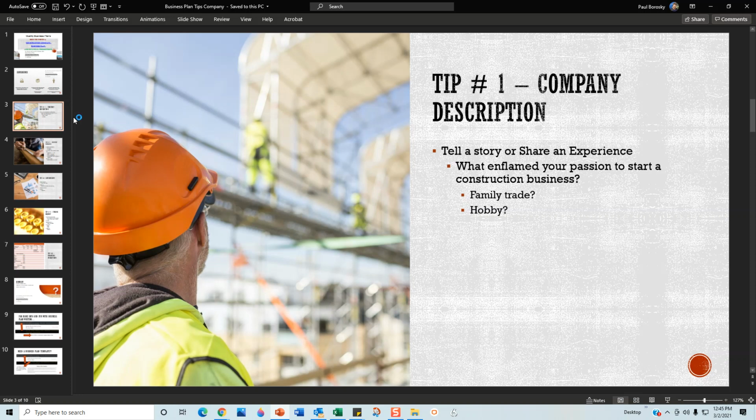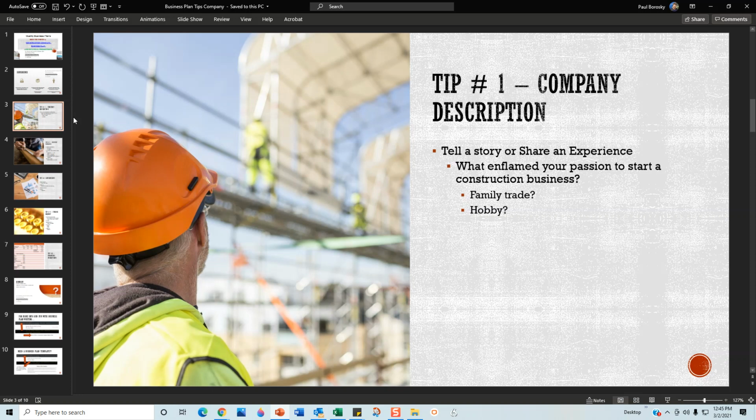However, before you dive into the services that you're going to provide and the geographical areas you're going to serve, talk about why you're actually getting into it in the first place. There's going to be a story behind it. Did you do it with mom or dad throughout your childhood, and it went from a hobby or a family trade to a profession for you? Whatever it is that got you into the construction industry, make sure to discuss it, and make sure to introduce it before you dive into your business plan.